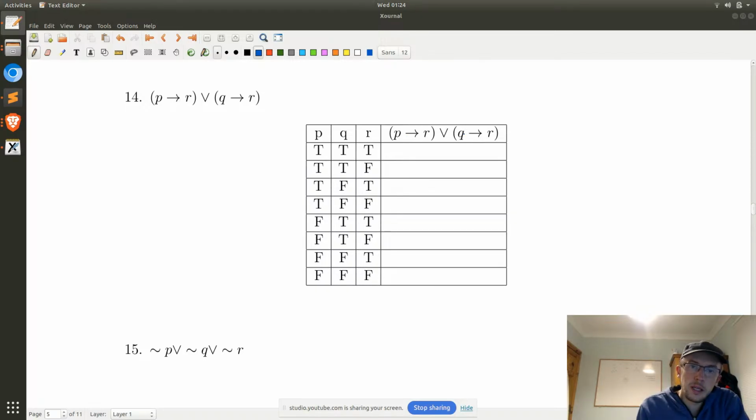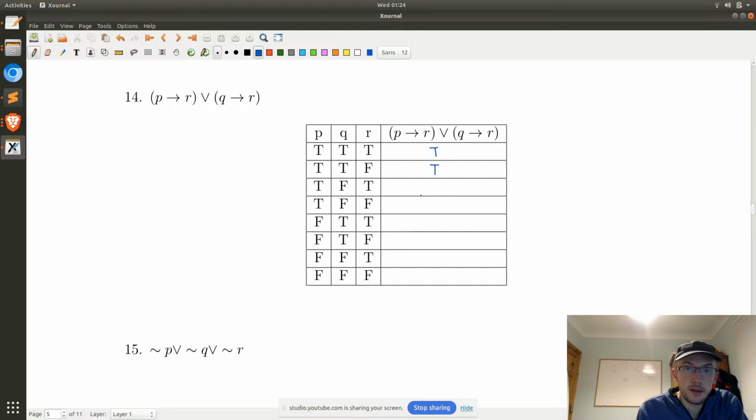Now, P implies Q, or Q implies R. Wrong. P implies R, or Q implies R. That's what I meant to say. So true implies true. That's true. So true or... but only one of them has to be true. So in that case, yes, and I don't care about what that one says.